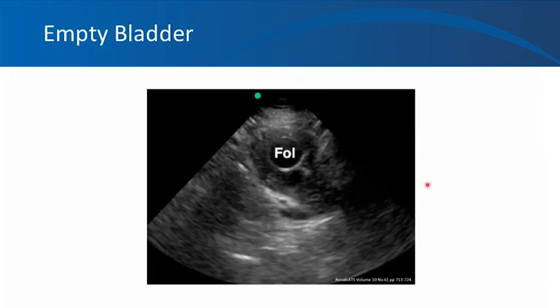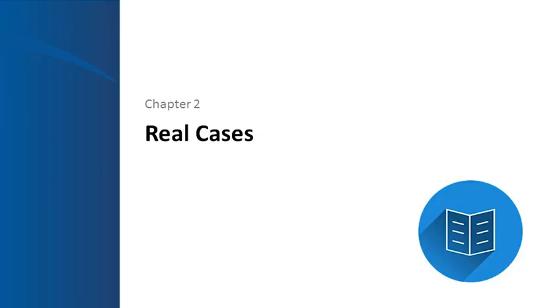And this is how an empty bladder looks with a Foley catheter inside it. The Foley catheter's bulb, which is filled with fluid, appears as a well-defined anechoic structure in the bladder. And because a catheterized bladder is pretty much empty most of the time, you will not be able to appreciate the rest of the architecture of the bladder. So we'll jump into the real cases now.